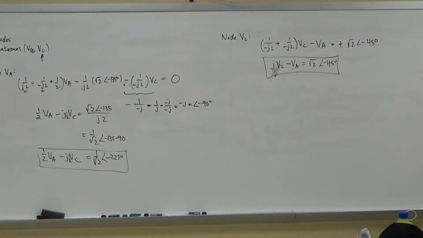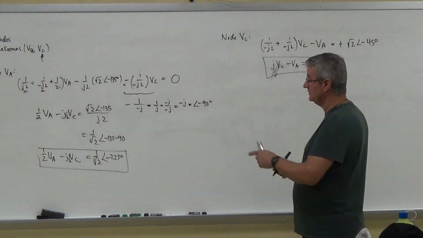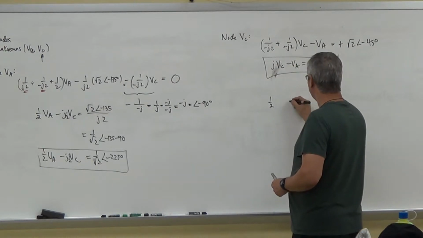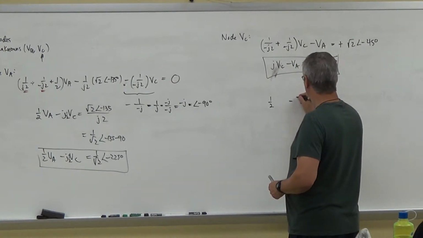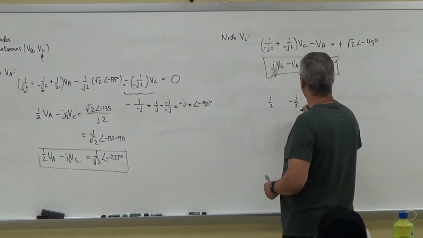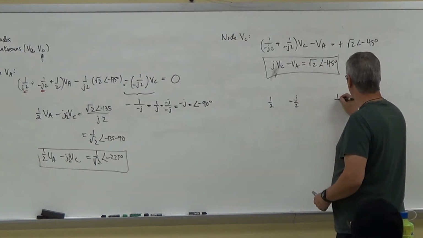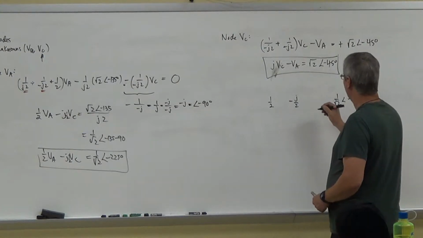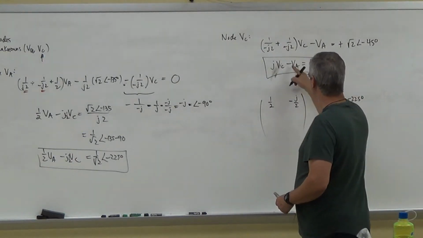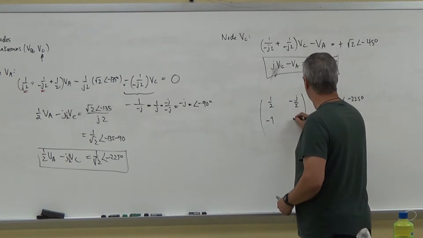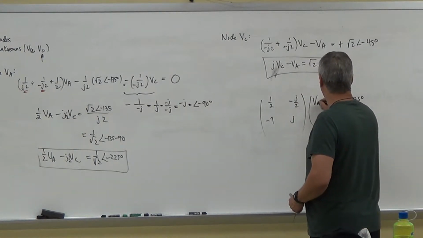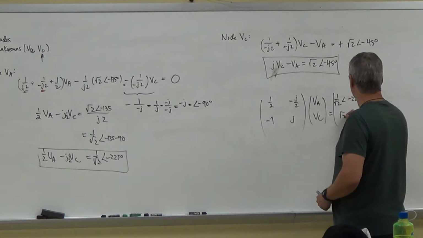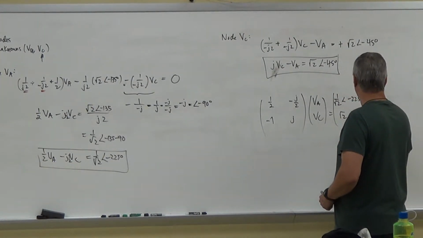So now I have a matrix. How do I do my matrix? Well, I'm going to set this up, so it's going to be 1/2 minus j over 2. And then my source term will be 1 over the square root of 2 with an angle of 225 degrees. And then this gives me minus 1 j VA VC, and the source term here is going to be the square root of 2 times minus 45 degrees.